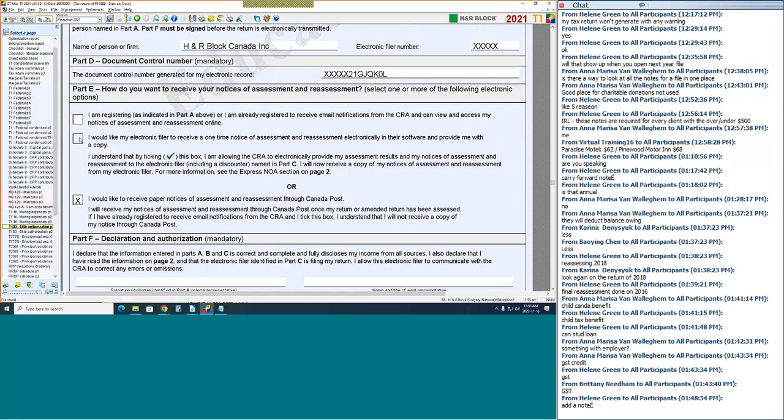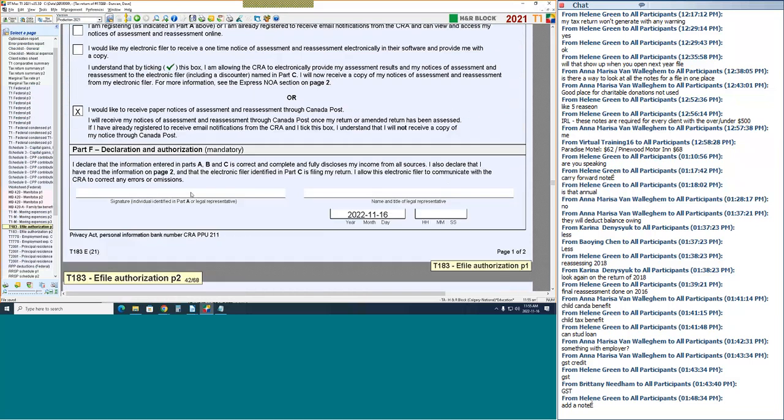If I had previously been signed up, I'm going to teach you how to do that data entry in a future class. If I had previously been signed up, I'm going to tick this box here. And then they're going to sign it, and then we're going to have a date. And then whatever that date is, I have to keep that in my records. I keep a paper copy. My client gets a paper copy. Then I can e-file. So you never e-file without having this signed.